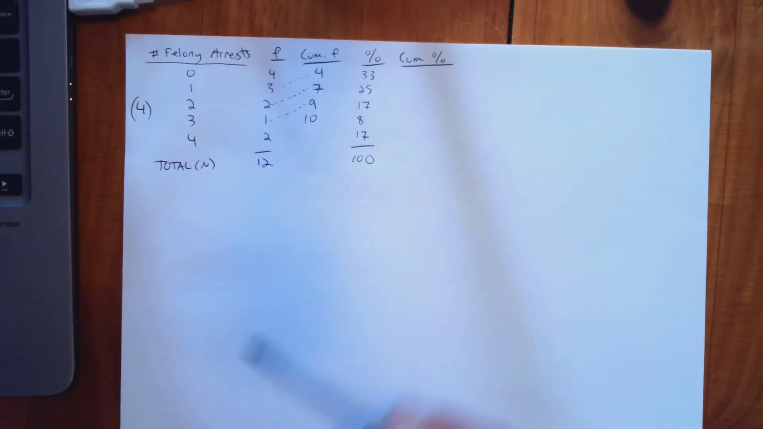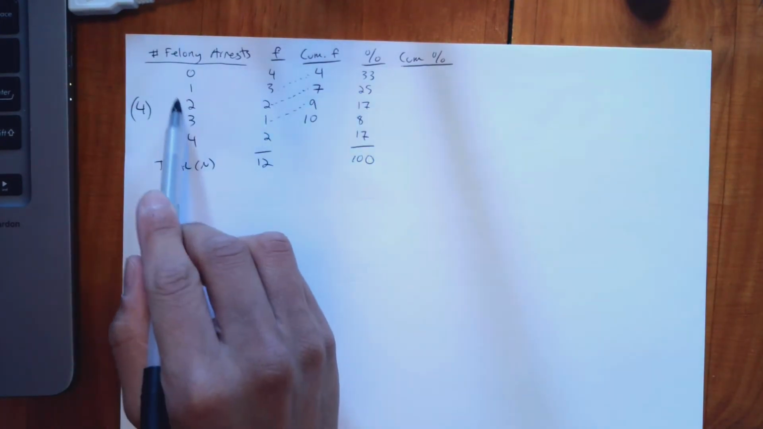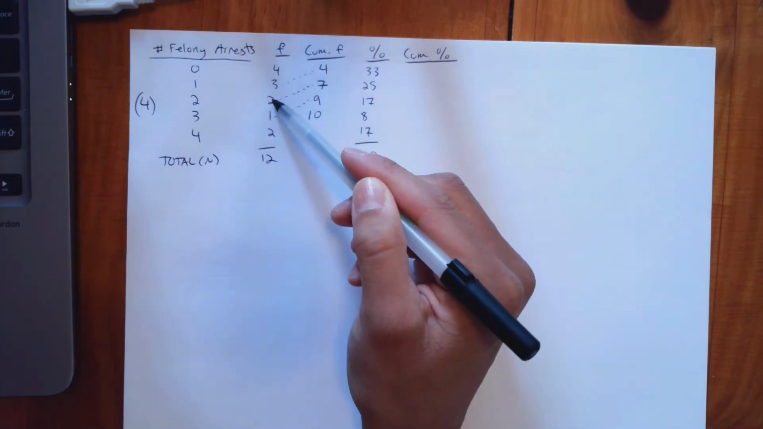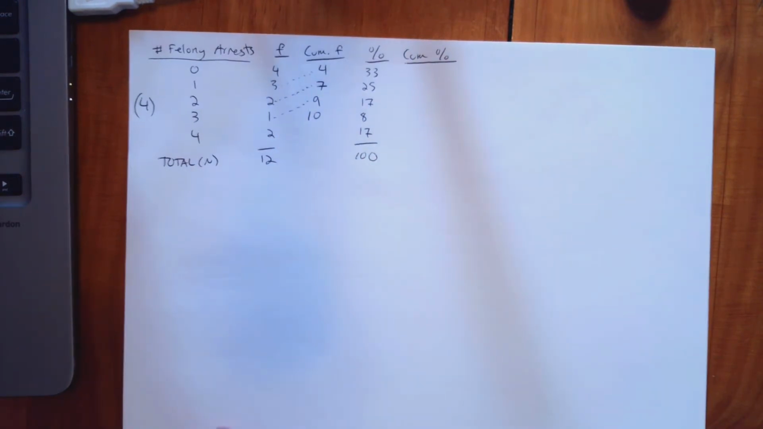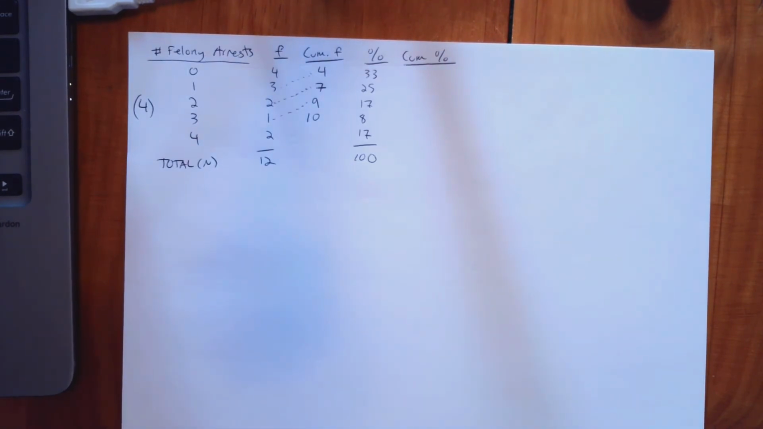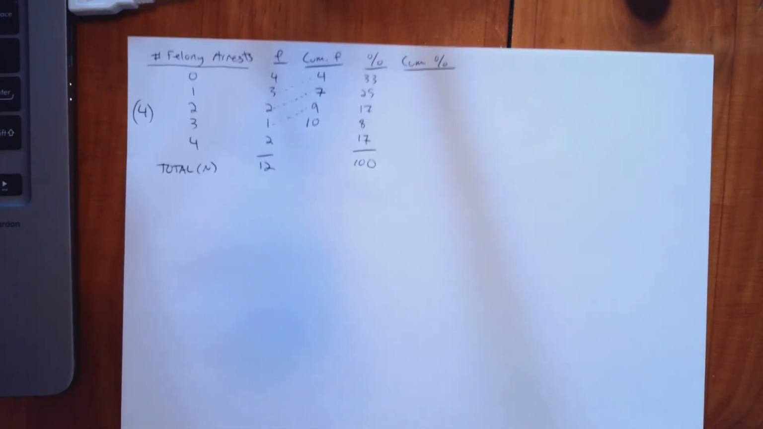If you want to double check, you can add up all the numbers that we have for 3, 2, 1, and 0. So 4 plus 3 is 7, plus 2 is 9, plus 1 is 10. All right, so we have one more spot to fill in for cumulative frequency here, and now we want to know what number of people in the sample had 4 felony arrests or fewer.